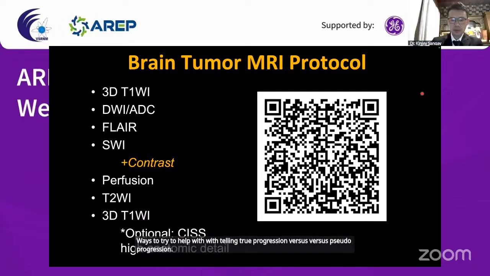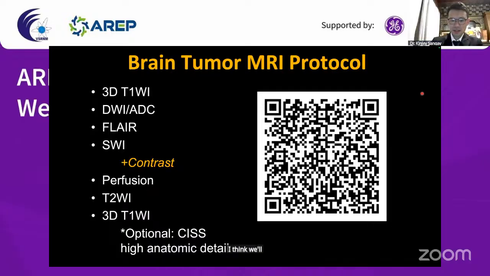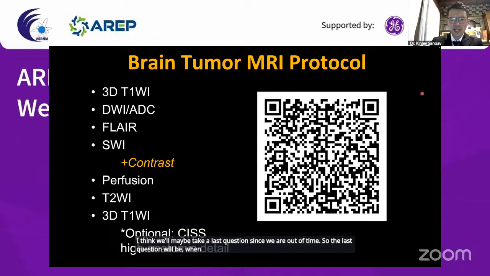I think we'll maybe take a last question since we are out of time. So the last question will be, when do you do DTI in tumor imaging, diffusion tensor imaging in tumor imaging?